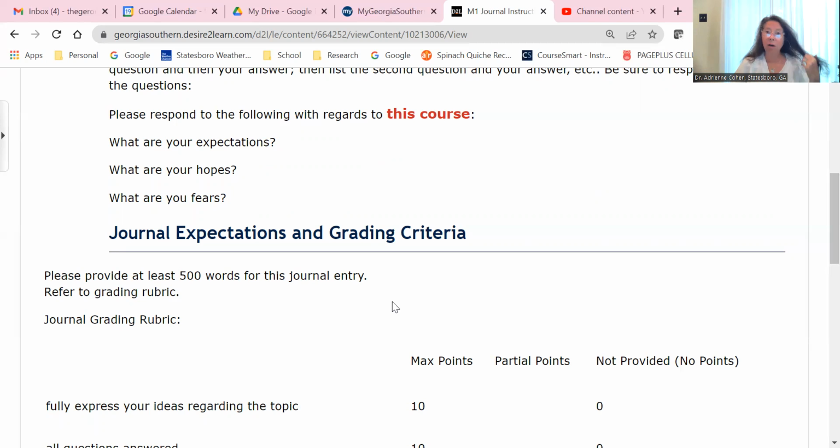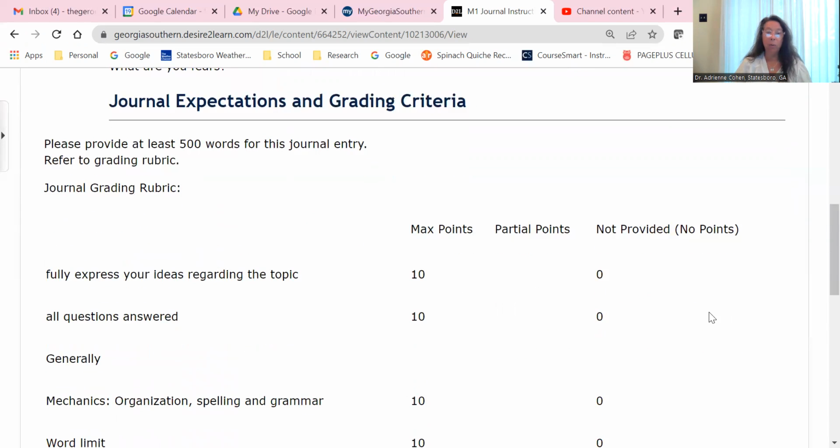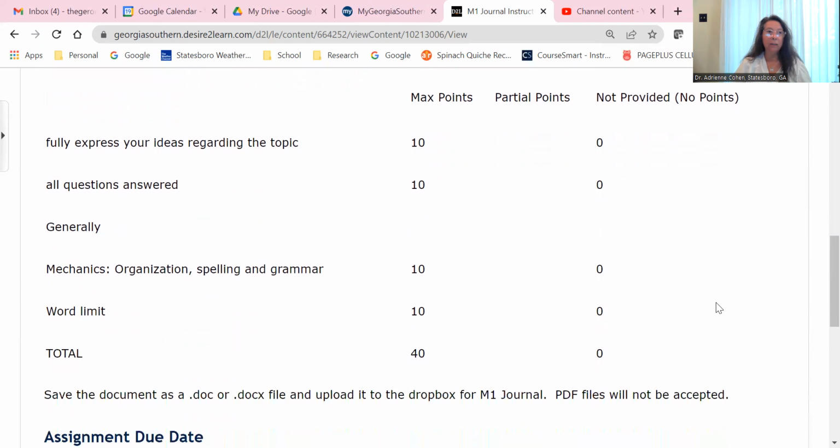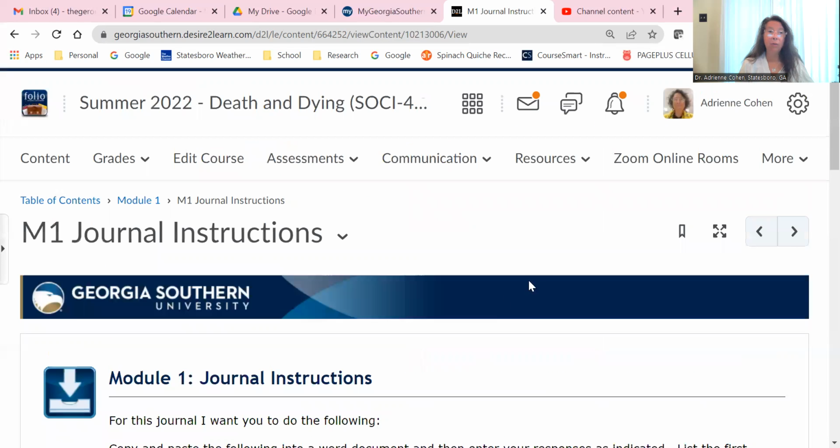And then for the journals, here is the grading rubric, and it's the same for each of your journals. So the first part is fully expresses your ideas on the topic. You get 10 points for that. All the questions are answered, 10 points for that. Mechanics, organization, spelling, and grammar. So one organizational thing is, did you put the question and then the answer, or did you put it all in one paragraph? Okay, and then the other thing is the word limit. So that is the rubric for all of the journals.